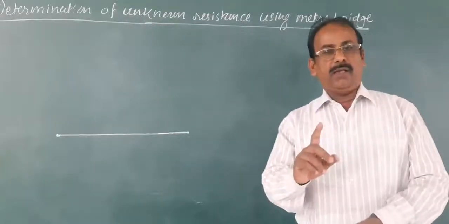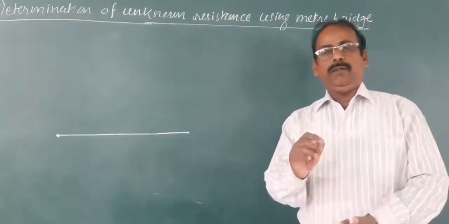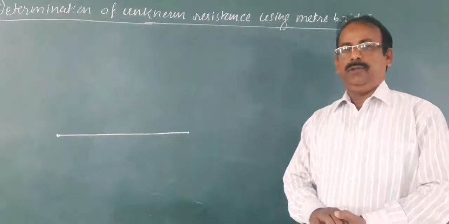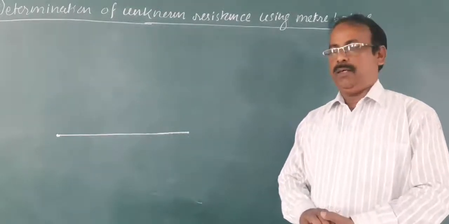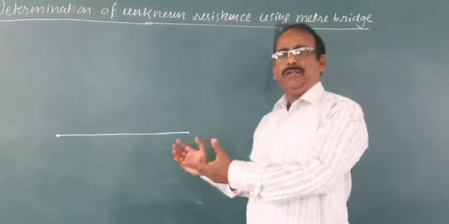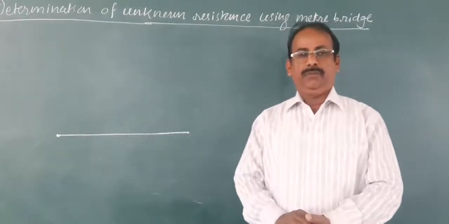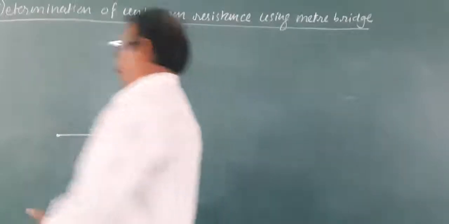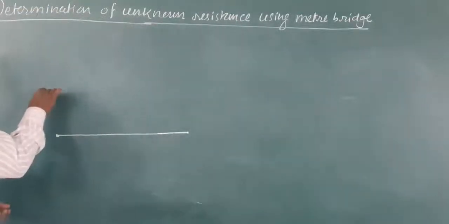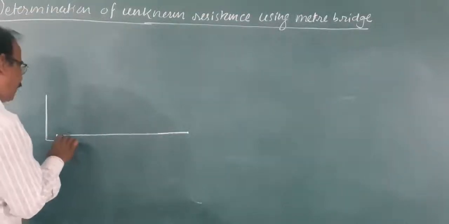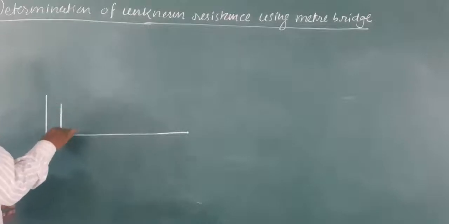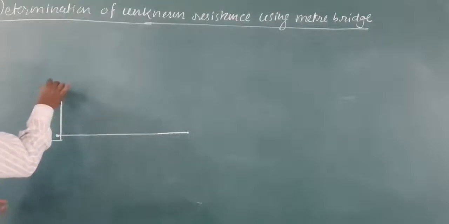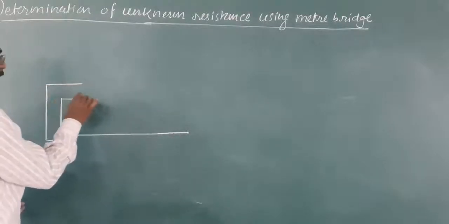This meter bridge consists of a conducting wire of uniform area of cross section having length equal to 1 meter and is fixed on some wooden table. This wire is fixed on the wooden table below two L-shaped metallic strips.